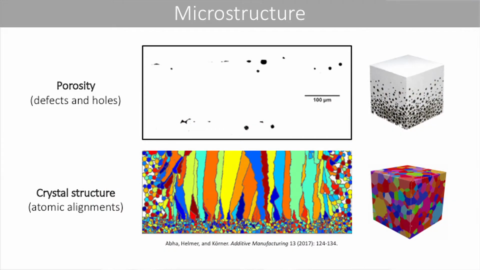Here are some examples of microstructure. For one, you can see porosity, which are just defects or holes in your material. On one hand, if you have too many holes, your material is pretty weak. But you kind of want some holes because that will make your material lighter. On the other hand, you have crystal structures, which are the way that the atoms in your material are aligned. And this determines in which way your material is strong or weak.